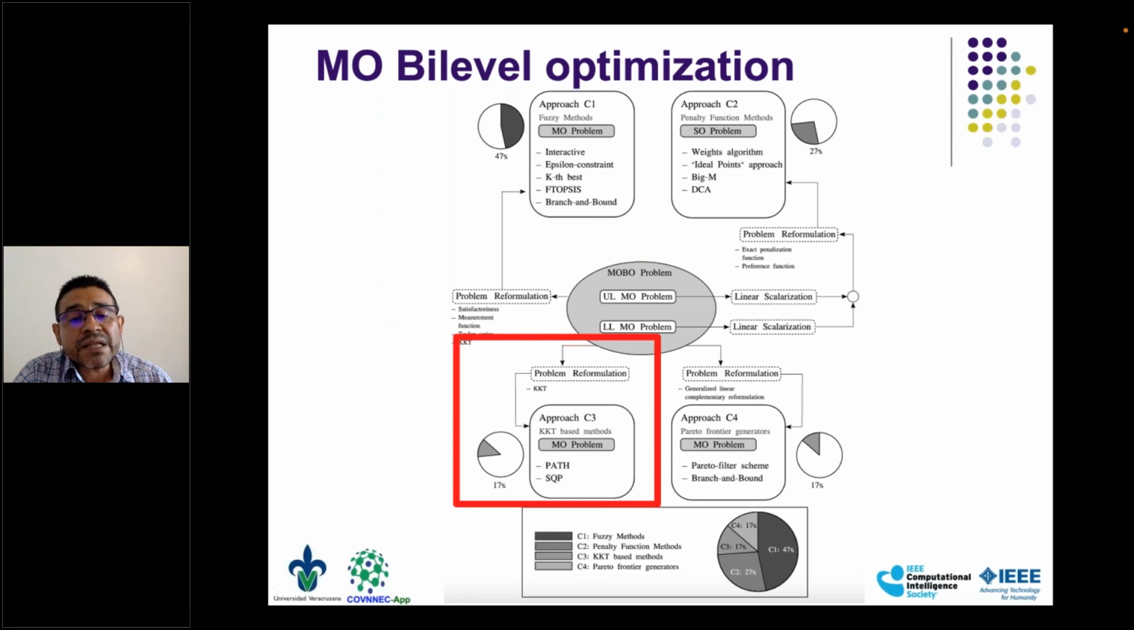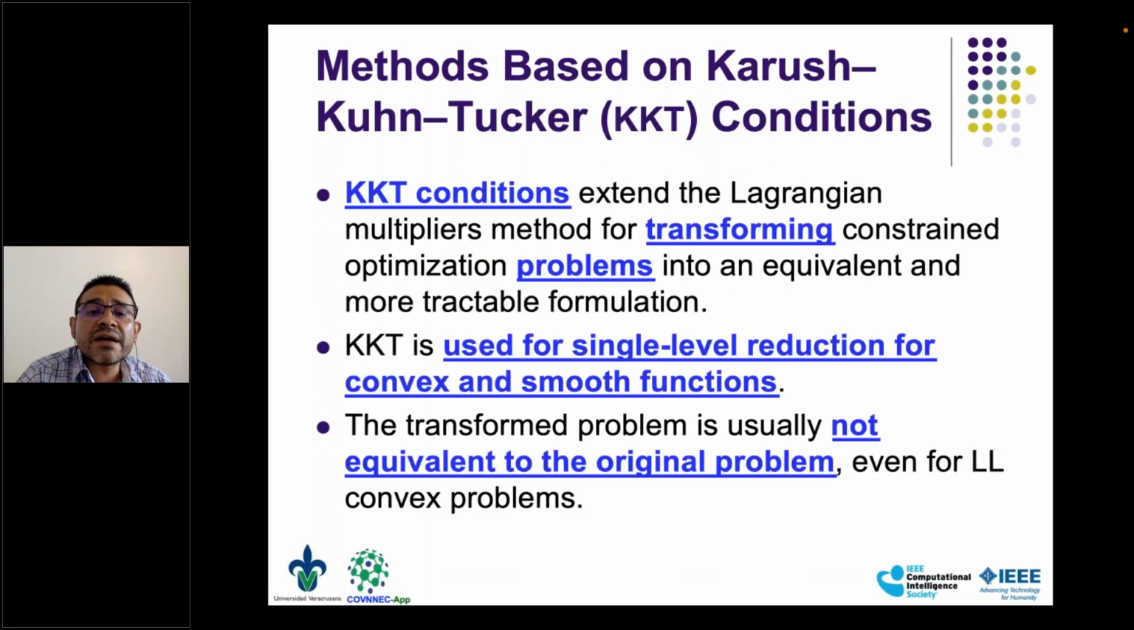Okay, the third group is the Karush-Kuhn-Tucker conditions method. Again, Karush-Kuhn-Tucker conditions are used, for example, to determine if the solution that I obtain in a constraint optimization problem is an optimum, or at least a local optimum. So we can use these conditions to transform the problem, again, from two levels to one level. But it is a different transformation with respect to the penalty functions. In this case, the KKT conditions need more assumptions. For example, the functions must be convex and smooth.